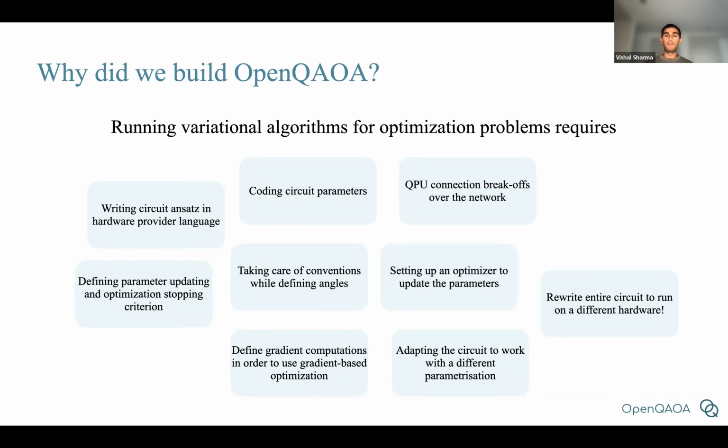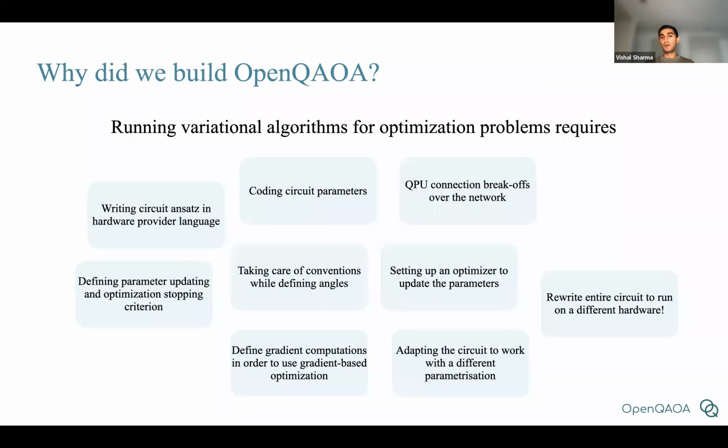There's another aspect that you have to take care of, which is the parameters that we talked about in the beginning, the betas and gammas, right? You have to be careful that you apply all the parameters to the correct gates and that the sign conventions are followed correctly. And if you were to change the parameterization, you have to repeat the step again.